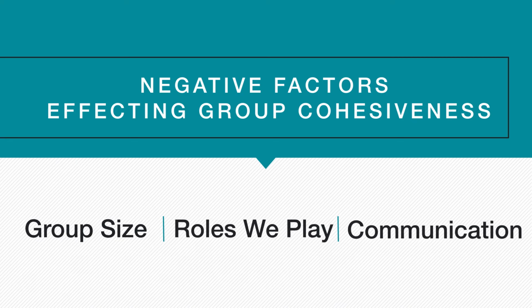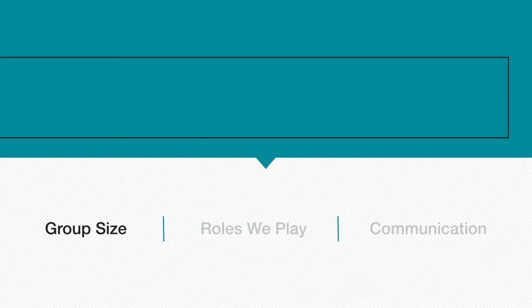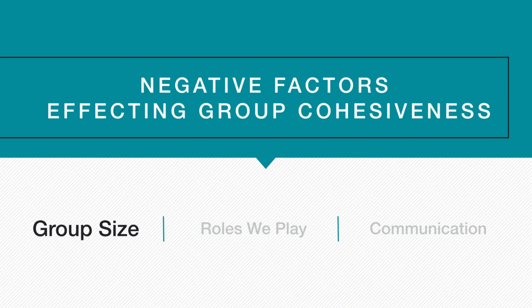Three negative factors affecting group cohesiveness: group size, the roles we play, and communication. Negative factors affecting cohesiveness. Group size. As physical educators, we are well aware of the complications of group size, compounded by teaching multiple classes in facilities meant for single class use.